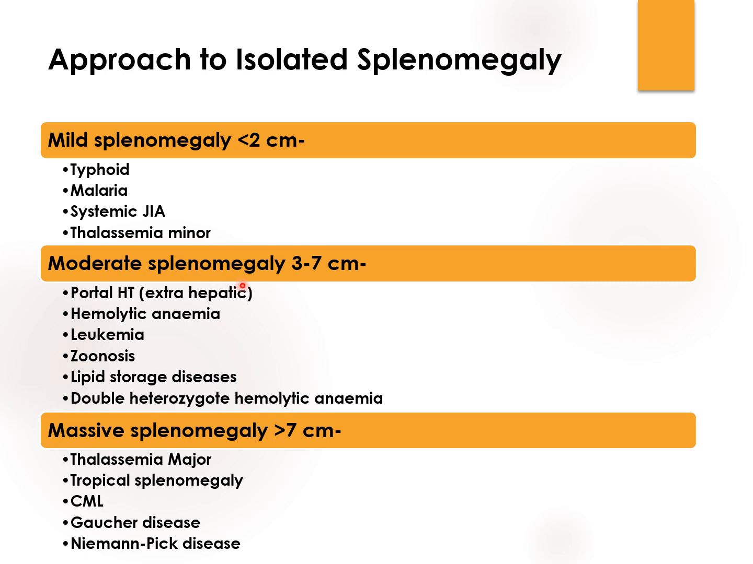A moderate-size spleen, between 3 to 7 cm, can be because of portal hypertension, extrahepatic hemolytic anemia, leukemia, zoonosis, lipid storage diseases, or sometimes double heterozygote hemolytic anemia. Massive splenomegaly is more than 7 cm in size. Always keep in mind these 5 common causes: thalassemia major, tropical splenomegaly because of chronic malaria, CML, Gaucher, and Niemann-Pick disease.